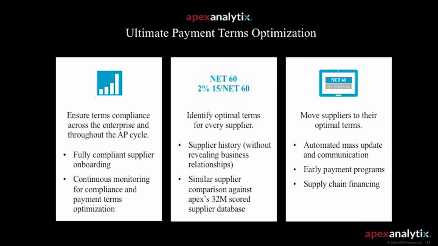Then moving suppliers to optimal terms. Using our supplier portal, there's an automated mass update, automated communications that can go out to the suppliers, as well as early payment programs. So one of the things that companies do when they're extending payment terms is they offer an early payment program for suppliers who are willing to either get paid by a purchase card or a virtual card or take a dynamic discount in exchange for early payment. And those programs allow suppliers to meet their own working capital needs, even while you're reaching your own working capital needs.